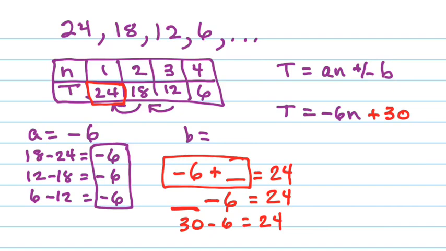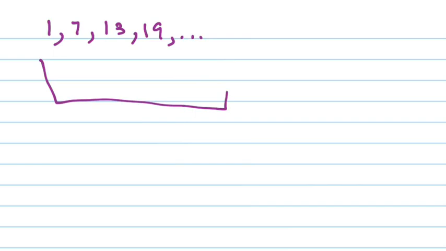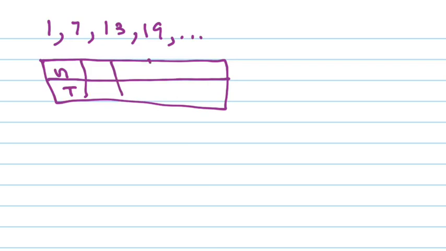Okay, all right. Let's look at one more. Okay, this pattern, 1, 7, 13, 19, ... Write our table. Four values. We need 4 boxes. 1, 2, 3, 4. 1, 7, 13, 19. Notice that this pattern is increasing, which means I know that my A is going to be a positive number this time. If it's decreasing, it'll be negative. If it's increasing, it'll be positive.